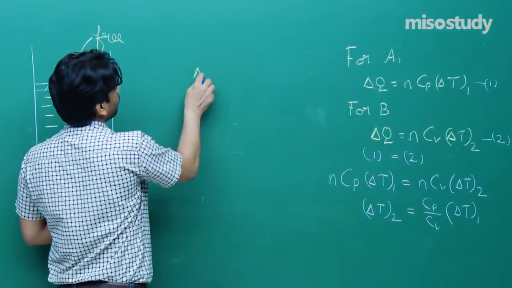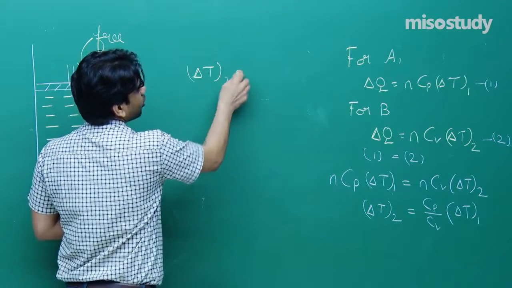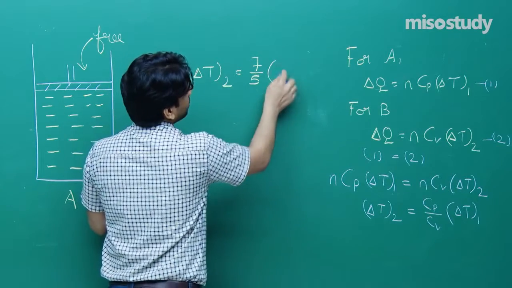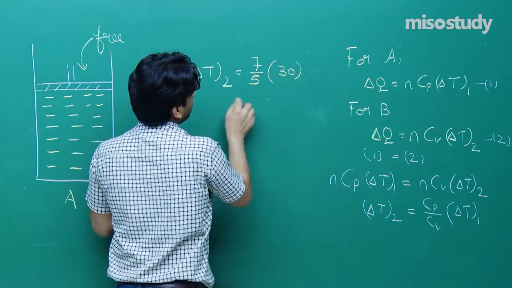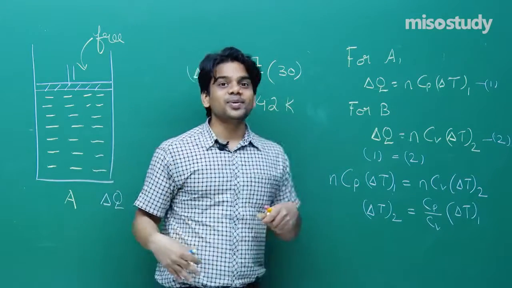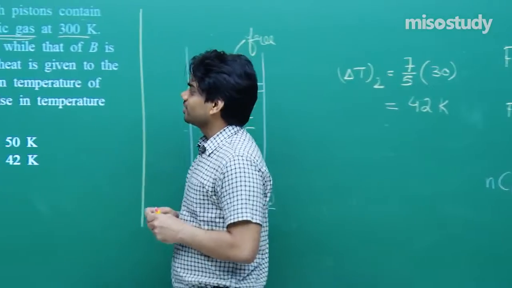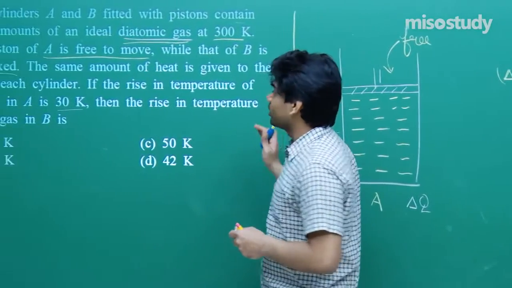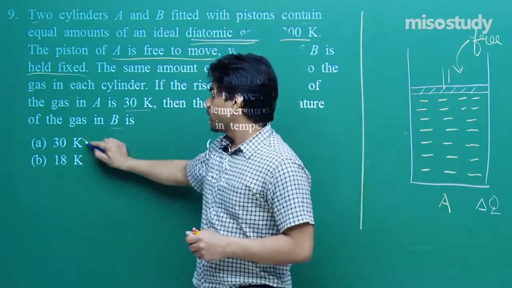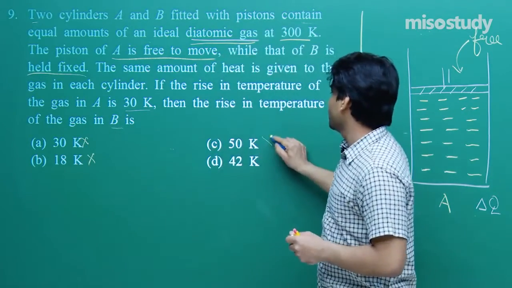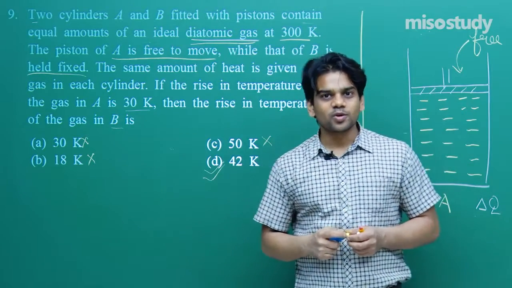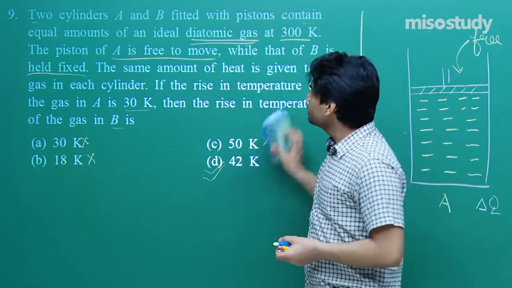So delta T2 is equal to Cp by Cv, that is 7 by 5, multiplied with delta T1, 30 Kelvin. So this will turn out to be 42 Kelvin, that is the change in temperature of the second container B is 42 Kelvin, option number D. So A, B, C will be incorrect and D will be the correct answer. Hope that you have understood how to solve this. It's a very good question.